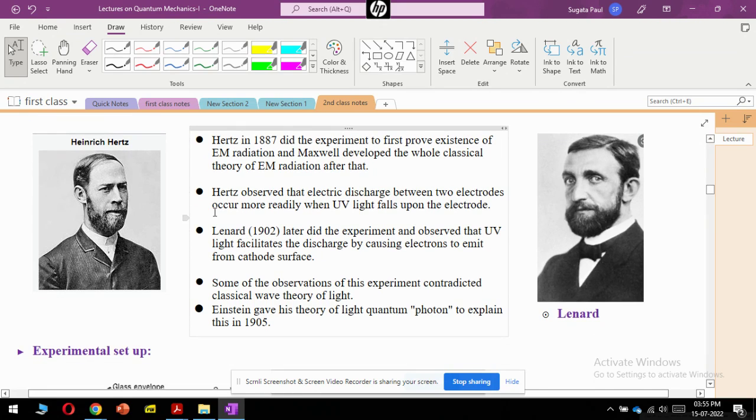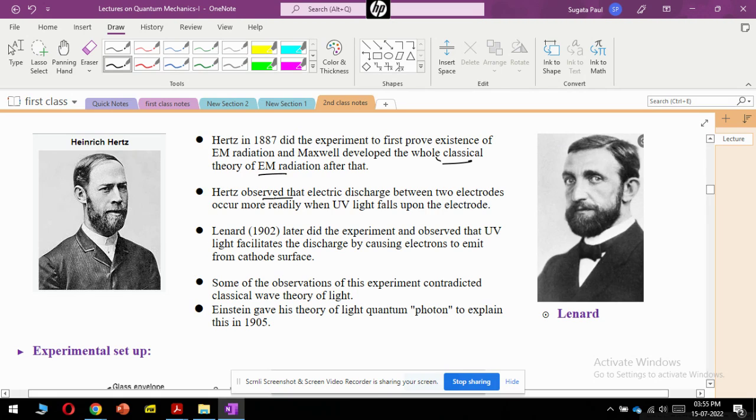Now, the irony is that Hertz, who himself by his experiments proved the existence of EM radiation, and based on whose experiments the classical theory of EM radiation was developed, noted some experimental observations that later played a very crucial role to introduce or support the idea of the photoelectric effect, which was actually the quantum theory given by Einstein later on. So we'll move forward to that in a bit.